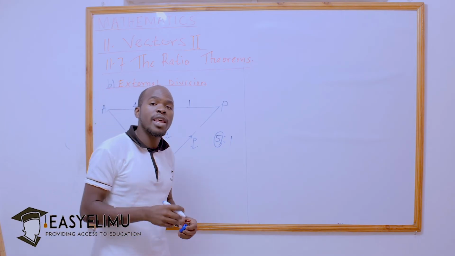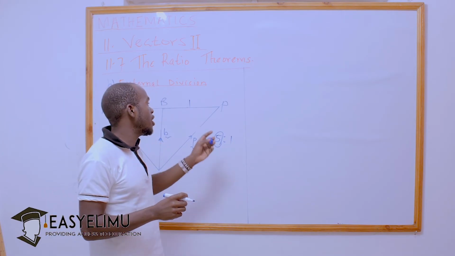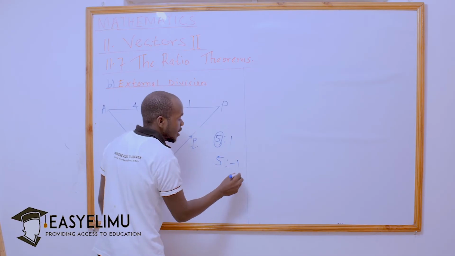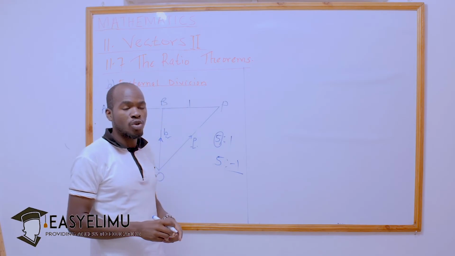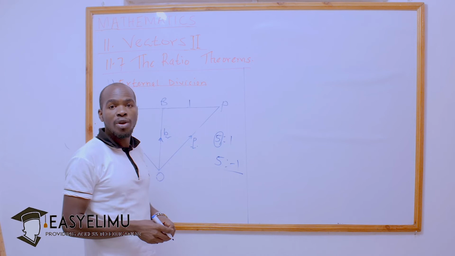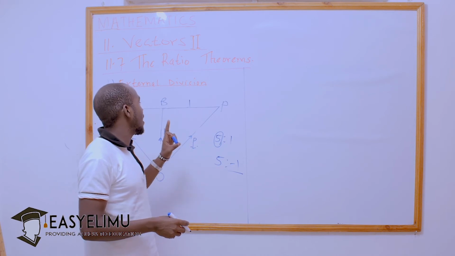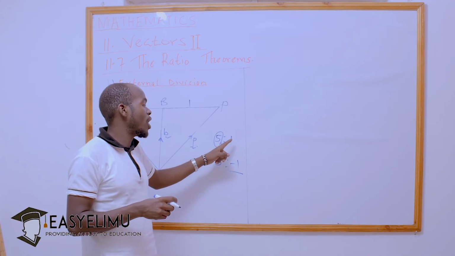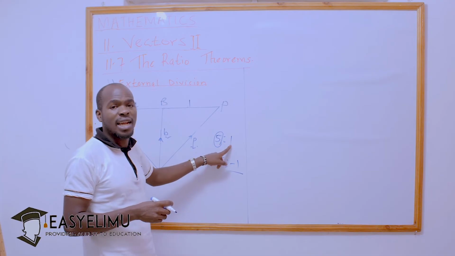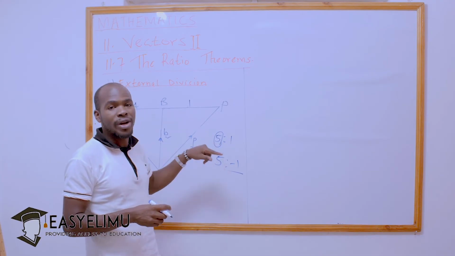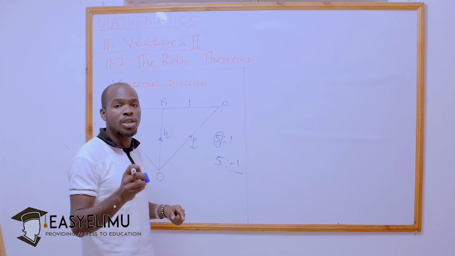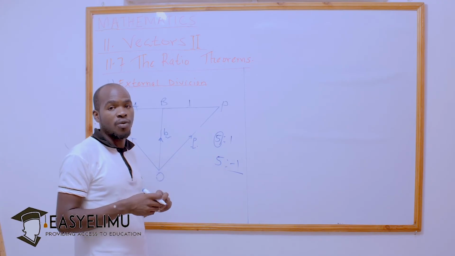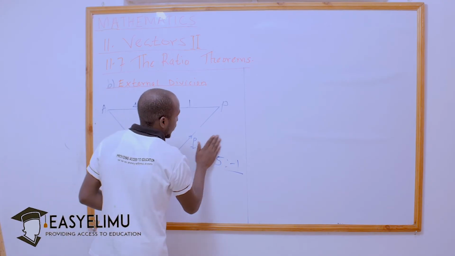And then you may be told that P divides line AB in the ratio 5 to negative 1, then you will know that one is an external division. But sometimes, like what we have been told, P divides line AB externally in the ratio 5 to 1, then the ratio is 5 to 1, but it is external. So 1 is external and 5 is the total ratio. But if the word externally is not mentioned, the ratio will be given as 5 to negative 1. That is how it is given.